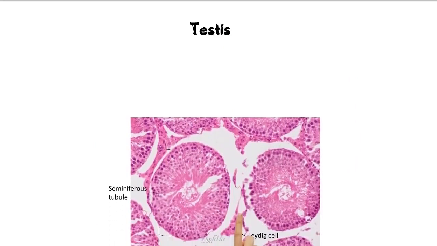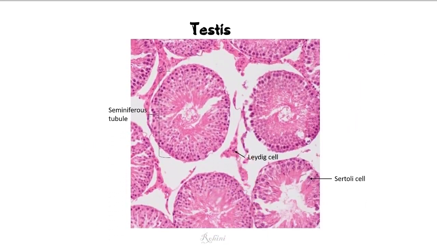This slide is easily identified by the presence of transverse sections of seminiferous tubules in which we find the spermatogenic cells, in various stages of development, and the supporting cells, the Sertoli cells. In the interstitial connective tissue, we find the Leydig cells which secrete testosterone.